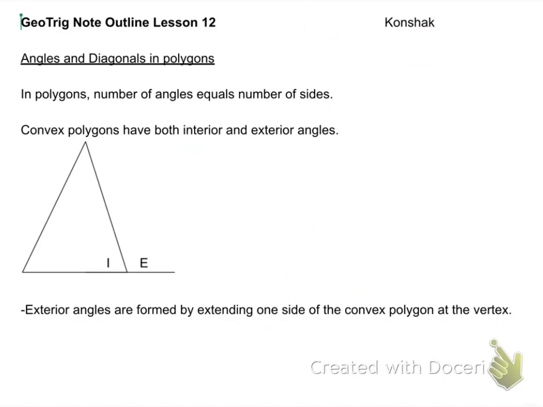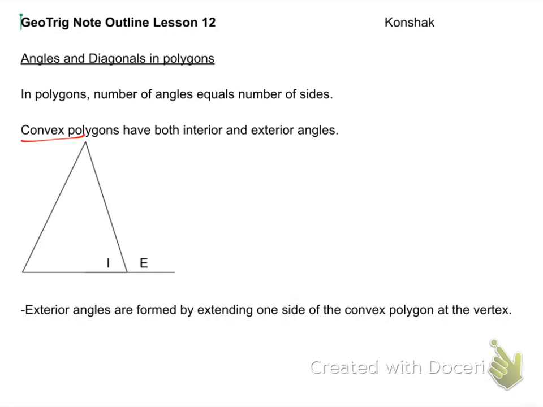Now we're going to move on to lesson 12. This is part A. It's angles and diagonals. That's what we're going to talk about today. So, what we need to do here is we're going to look at polygons, and they're going to be convex polygons.